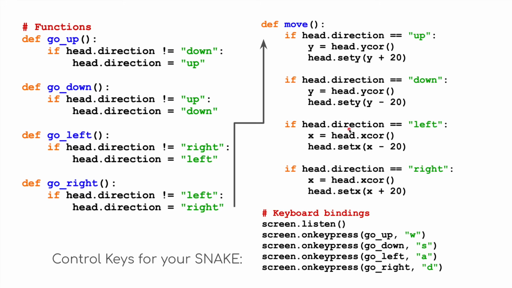And then we need some functions: a function to go up, a function to go down, a function to go left, and a function to go right. This is what we're going to be doing for the keys. Then we're going to define the move.